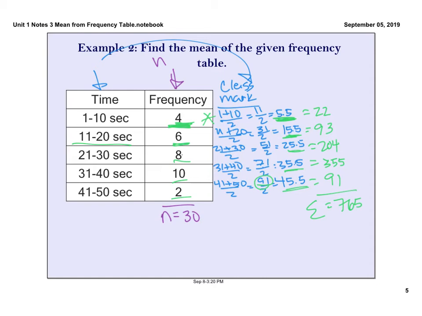Okay, so now let's go ahead and do our mean. So I've got my sum, I've got my n, and I can find my mean from there. 765 divided by 30 gives me 25 and a half.